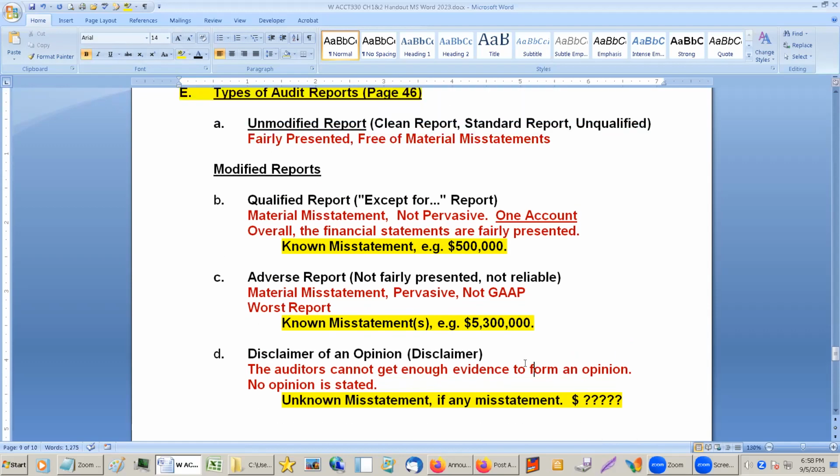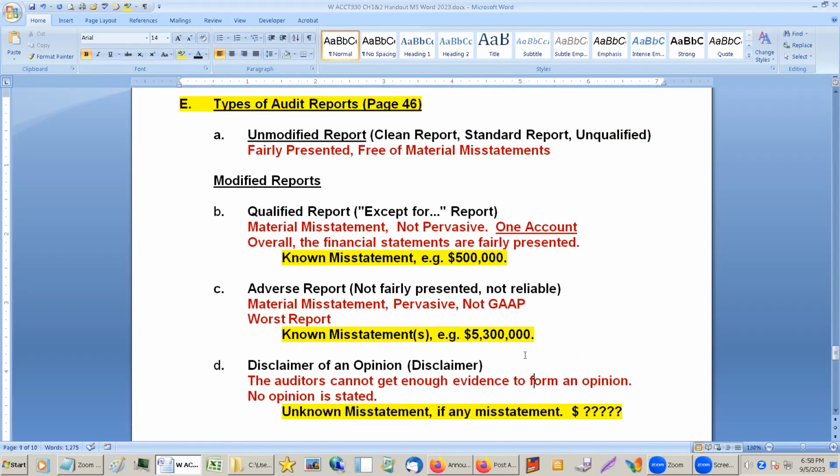So a disclaimer is a little bit different, and then it is possible financial statements are fairly presented. But we don't know. We don't know the number. And it might be that they aren't misstated at all, but we can't get enough information. So again, qualified, we know the misstatement. It's usually isolated to one account. Adverse is the worst. It's a known amount that it's off by, or amounts. And you'll put right in the report what the misstatement is.